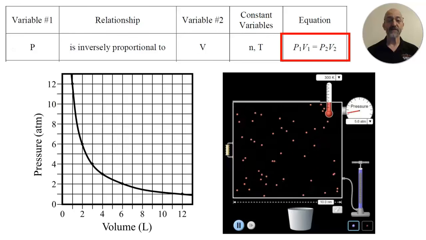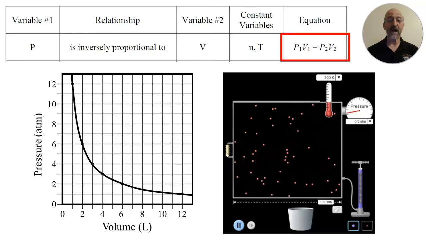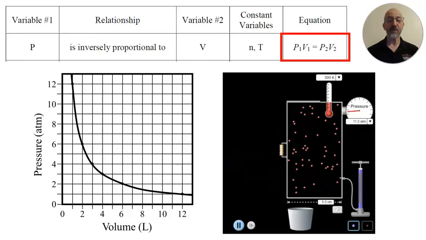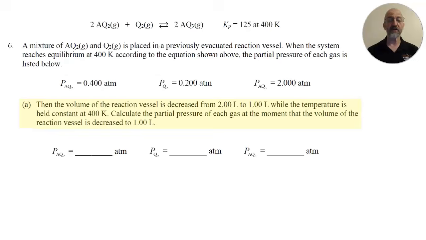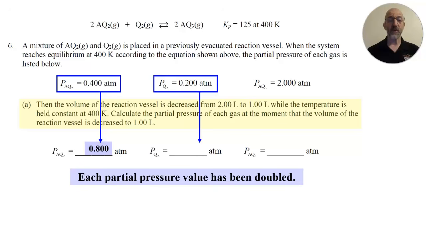So if you take a volume of a gas and you decrease the volume by cutting the volume in half, then the partial pressures will now be increased by a factor of 2. Because of that inverse relationship between pressure and volume, each partial pressure value has been doubled because the volume of the reaction vessel has decreased by half, or from 2 liters to 1 liter. So 0.4 atmospheres becomes 0.8 atmospheres, 0.2 atmospheres becomes 0.4 atmospheres, and 2 atmospheres becomes 4 atmospheres.